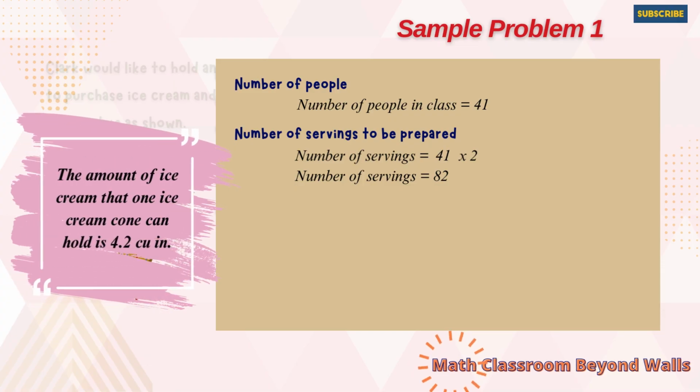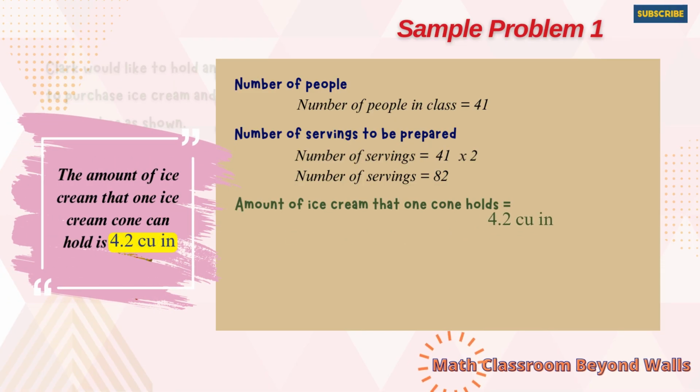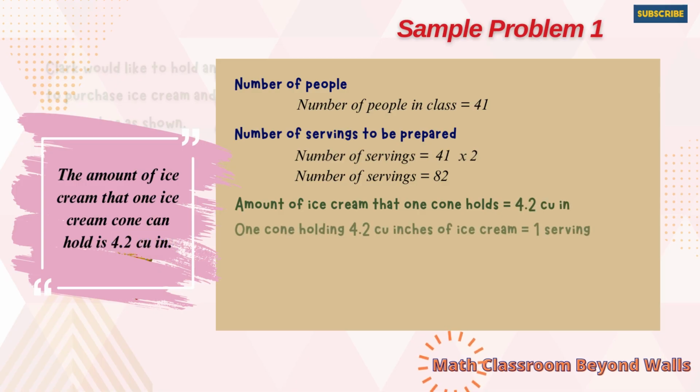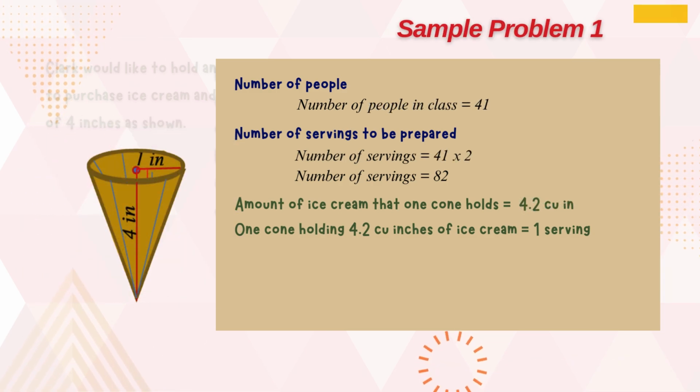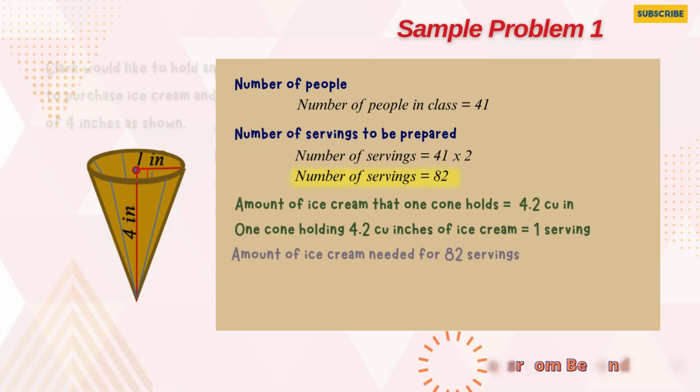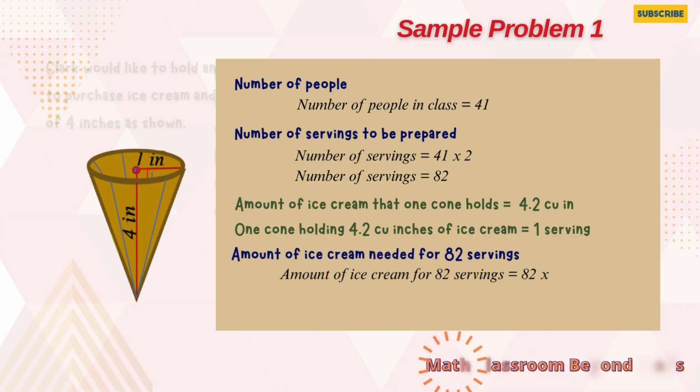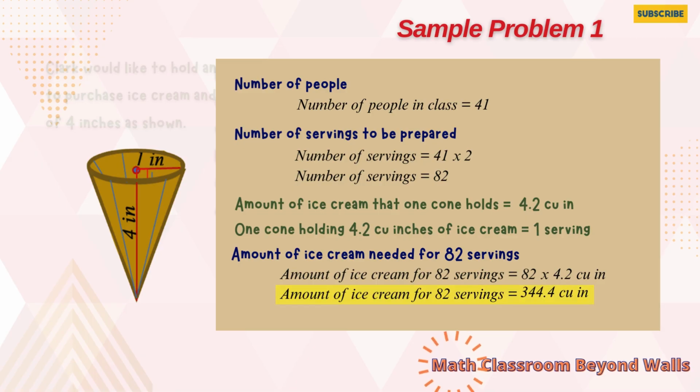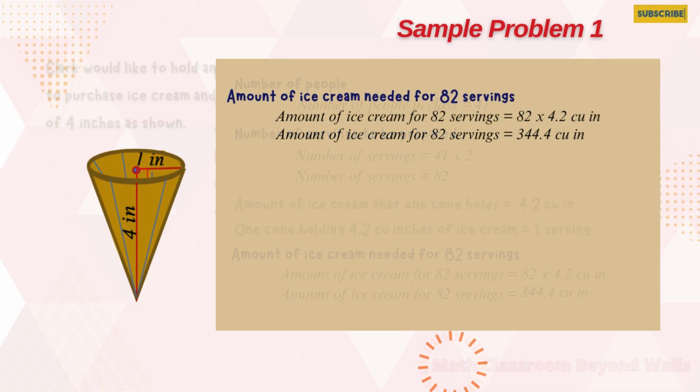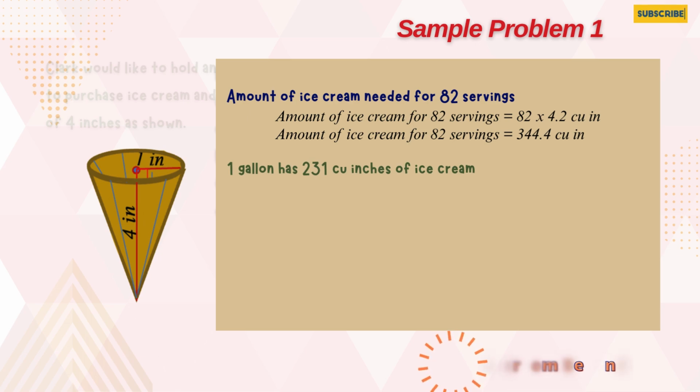From part 1, we found that one ice cream cone holds 4.2 cubic inches of ice cream. That means each serving contains 4.2 cubic inches of ice cream. Since Clark has to prepare 82 servings, the amount of ice cream needed would be 82 times 4.2 cubic inches. Do you agree, learners? And this is 344.4 cubic inches. So Clark needs 344.4 cubic inches of ice cream for the class of 41 people. Now, 1 gallon of ice cream contains 231 cubic inches of ice cream. Will 1 gallon be enough? Okay, so no, for Clark needs 344.4 cubic inches of ice cream for the whole class.